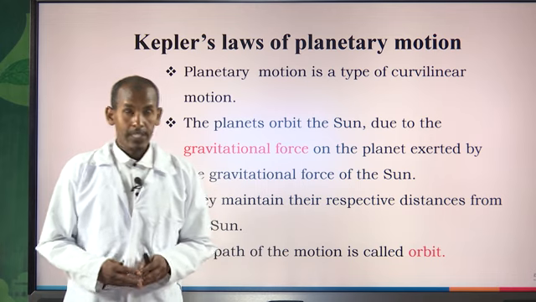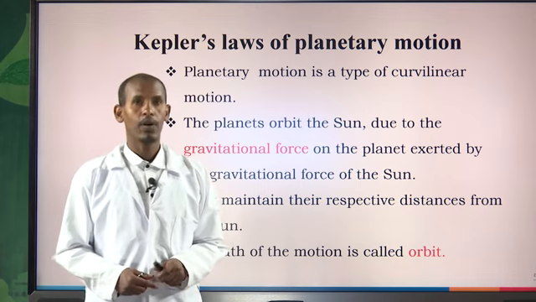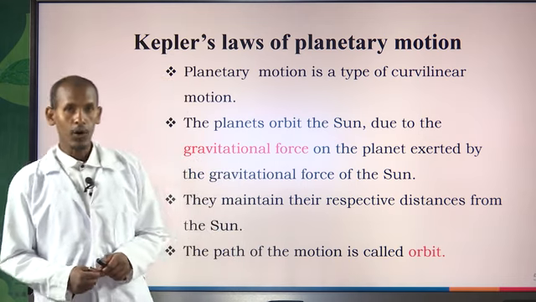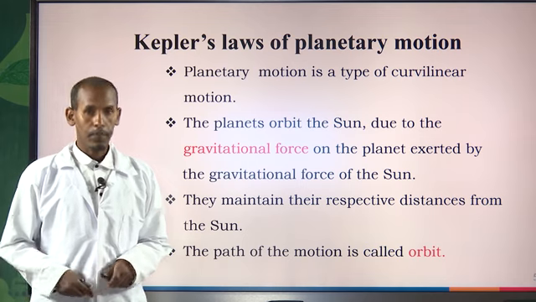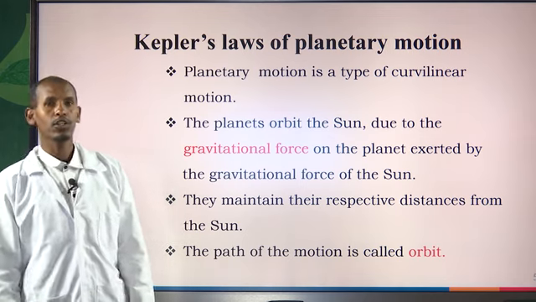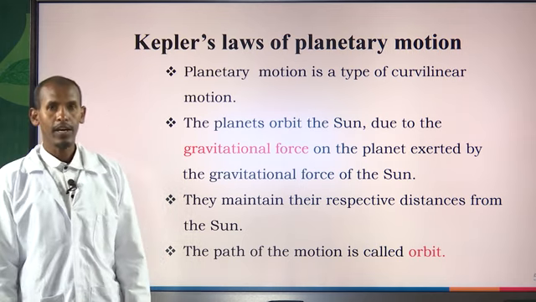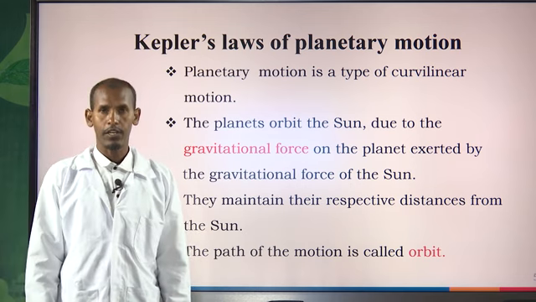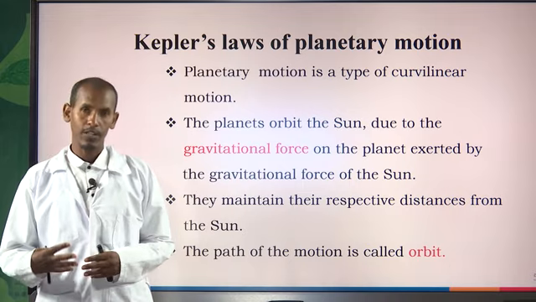time. Let's start today's lesson. The first part is Kepler's laws of planetary motion. Planetary motion is a type of curved linear or rotational motion. The planets orbit the sun due to the gravitational force exerted by the sun. The planet exerts a force on the sun and the sun exerts a force on the planet.